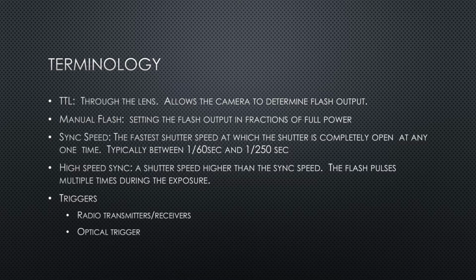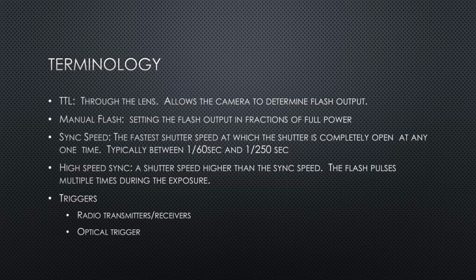TTL, or through the lens, allows the camera to determine the flash output. Typically, your built-in flash on your camera will use TTL technology, and you can simply pop up the flash and expect the camera to make lots of decisions and get a reasonably good exposure on the subject. But you are letting the camera make some guesses on your behalf.